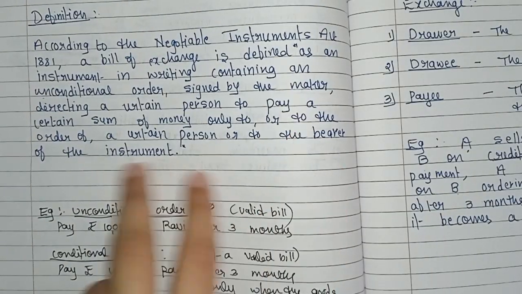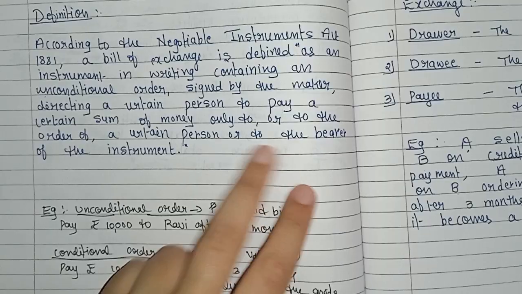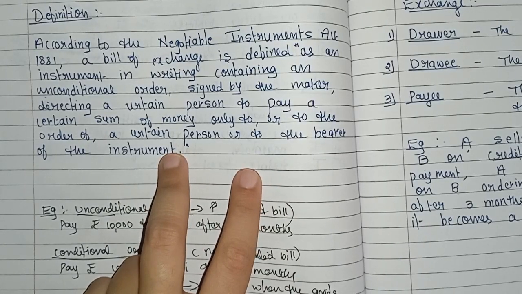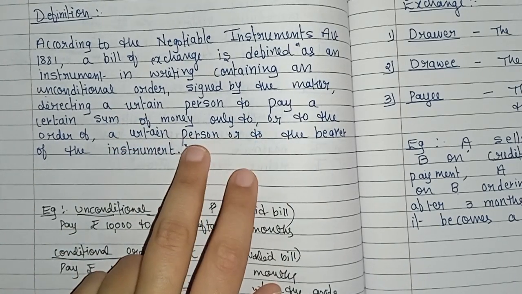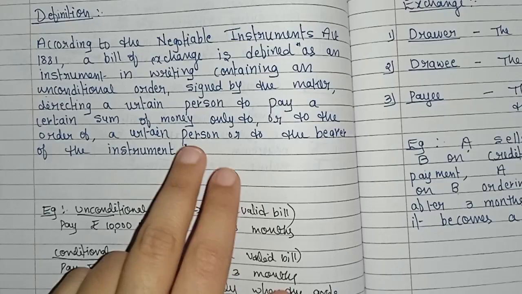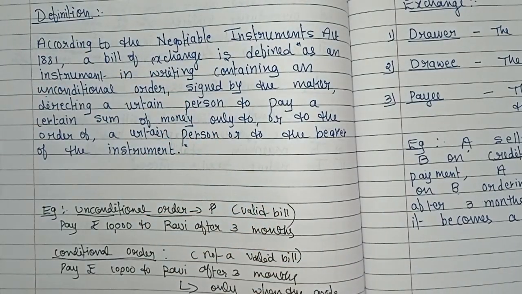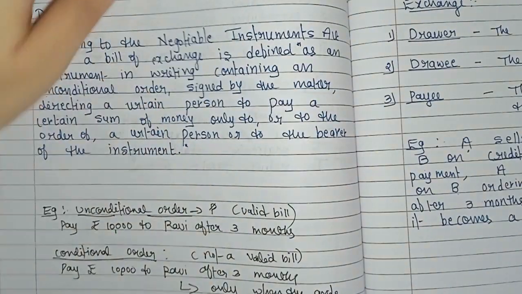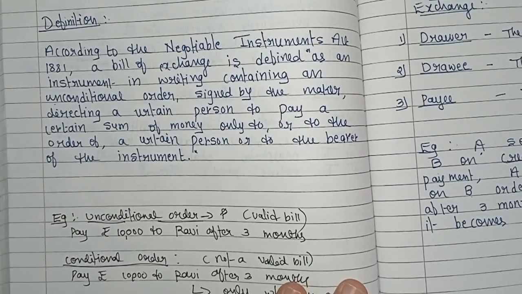Clear? Or to the order of a certain person, or to the bearer of the instrument. Or to the order of a certain person means payment will be made to a specific person or to anyone whom that person allows. Clear? Or to the bearer of the instrument.